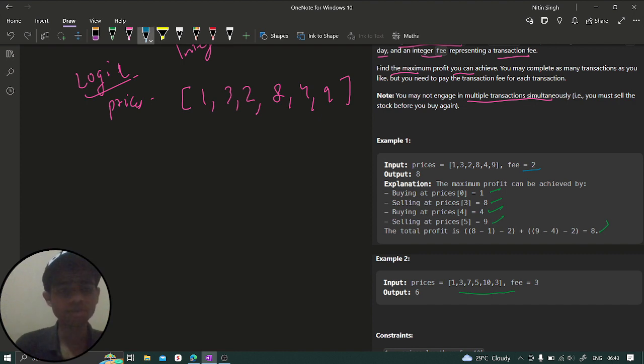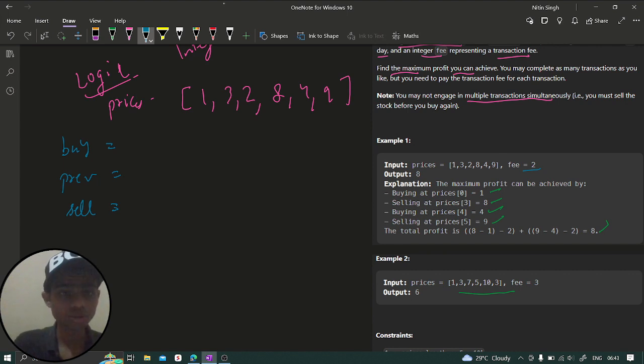I'm going to write first of all one line here. So here we're going to say buy. Then we are going to use three variables, right? So one is buy, second is previous, and third one is sell. We are going to play with three variables only, right? We are not going to use any array. Let's see how we are going to use it.